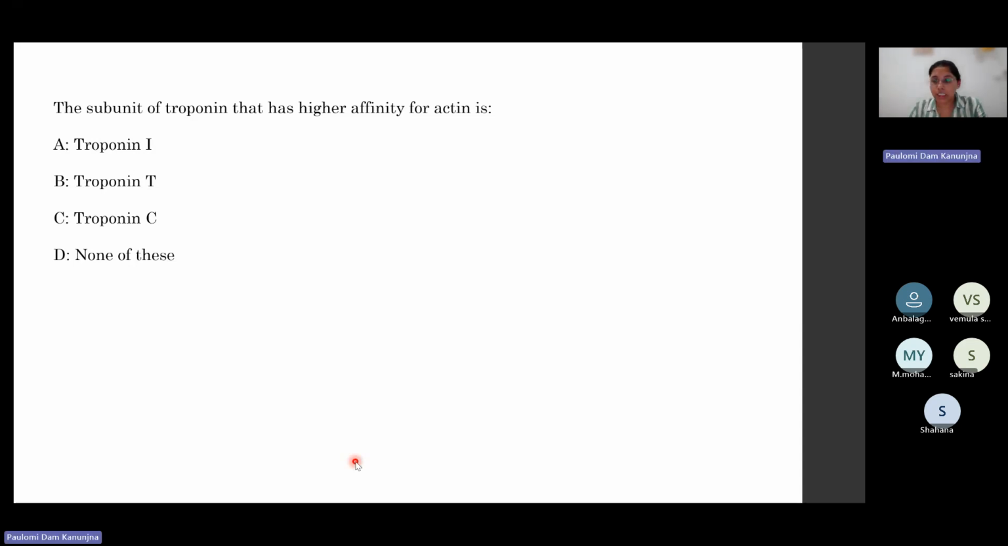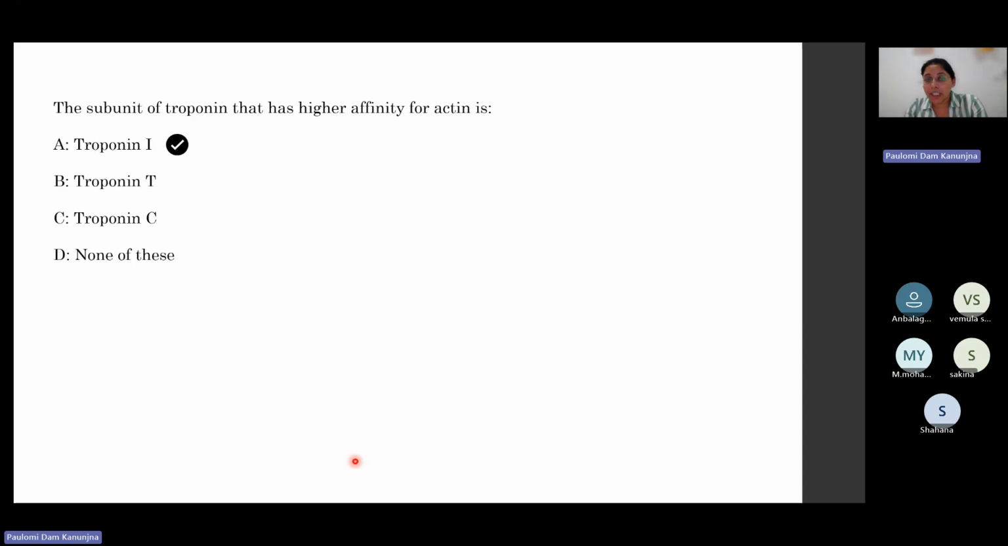All right, let's give the answer. So it's troponin I. So if you remember, troponin I basically binds to the actin filaments, and when it is binding to the actin filament, it inhibits the actin and myosin interaction. Okay? And this happens when the myosin is relaxed. So when the myosin is relaxed, the actin is bound by troponin I. And because it is bound to troponin I, actin cannot interact with myosin. Okay, so that's why troponin I.